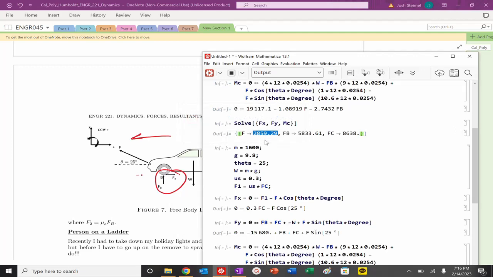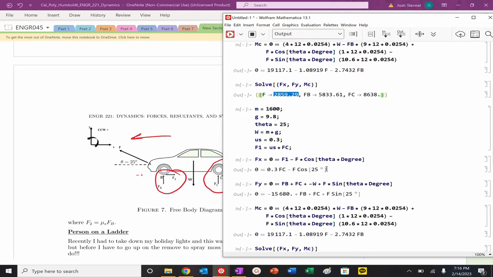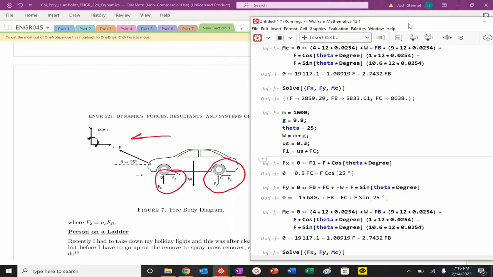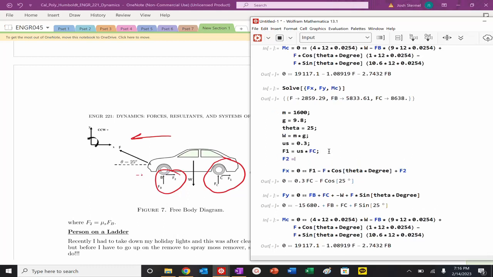So I'm going to quit and clear the kernel here. It's just going to clear all my variables. My knowns are the same here. My summation of forces in the x, now it's F1 minus F cosine theta. But now I'm going to add another F2 term. And how can I define F2? Well, it still has to be the coefficient of friction times that normal, so it's mu_s times F_B. So let's define it here.